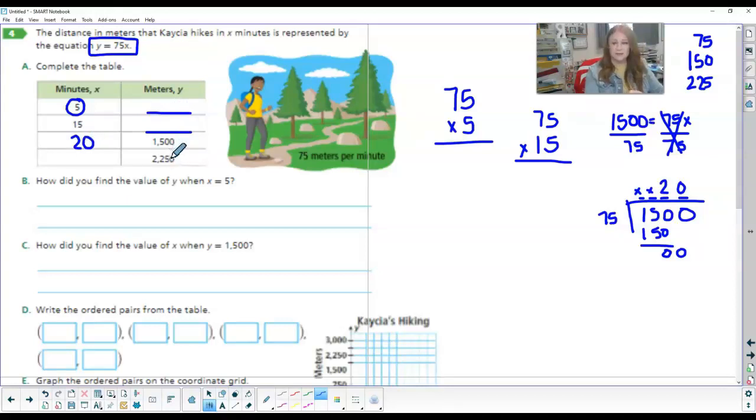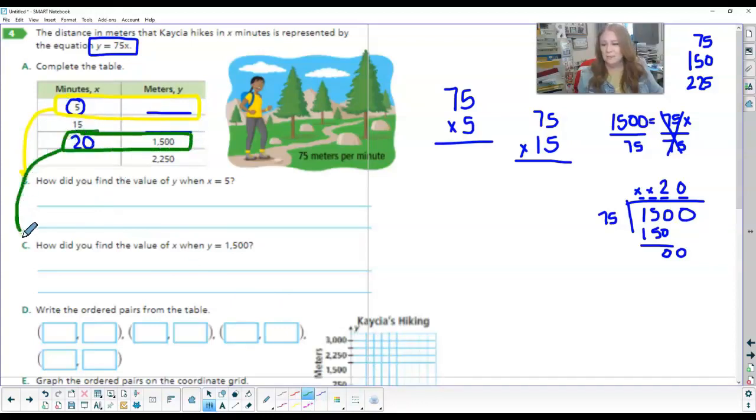So see if you can do this one, right? We're doing backwards. So when we know X, we're going to multiply. So when we want to go backwards on our table, the opposite of multiply is divide. So finish filling out your table here. Explain how you found this one here. Explain what you did for this one in B. And then it asks you to explain how you found this one for C.